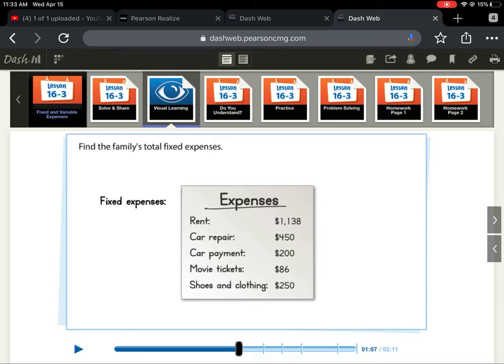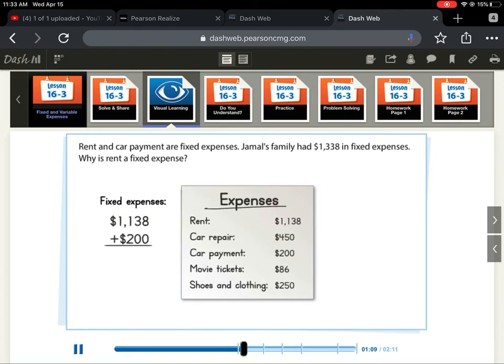So remember, fixed expenses, that means that they're regular. You have to be paying them all the time. So we look at the expenses here. What kind of expenses do we have to be paying on a regular basis? Rent and car payment are fixed expenses. Jamal's family had $1,338 in fixed expenses.